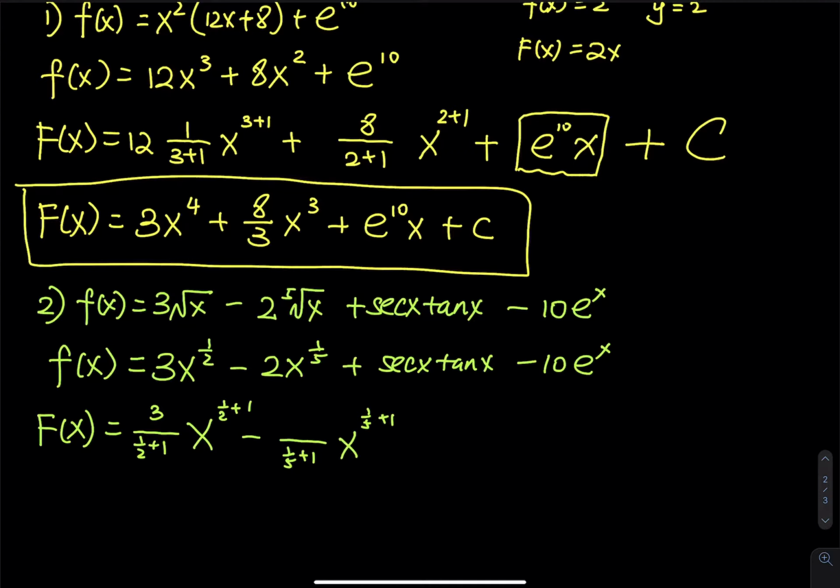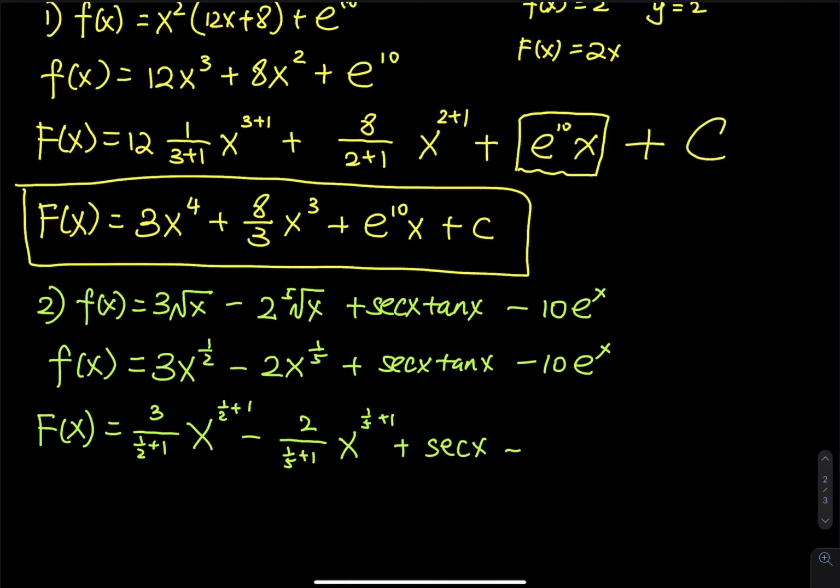And then this is a 2. And then how about this? Secant x tangent x, the derivative of what is equal to secant times tangent? The answer is the derivative of secant x is equal to secant x times tangent x. If you are not familiar with this, you have to go back to review the derivative of trigonometric functions.